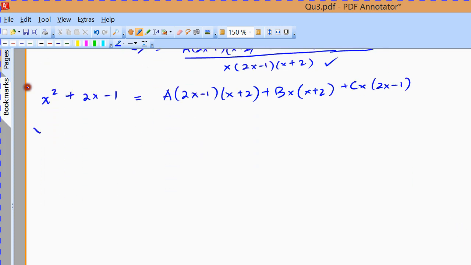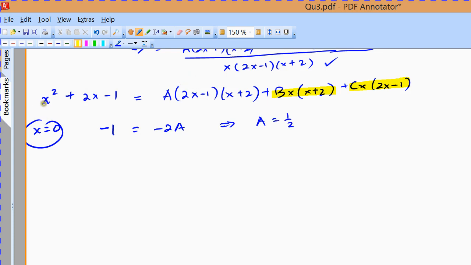Now I'm going to let x equal to 0 first. Why 0? So that this expression and this expression become 0. So it becomes very easy to solve. On the left hand side you get minus 1, and on the right hand side replacing x by 0 gives us minus 2a, and so a is half.